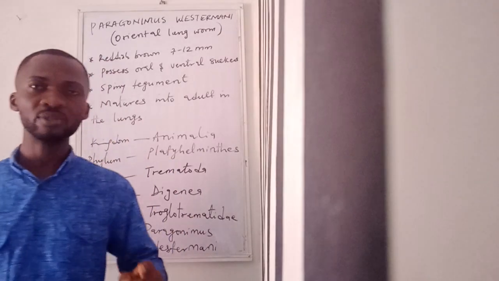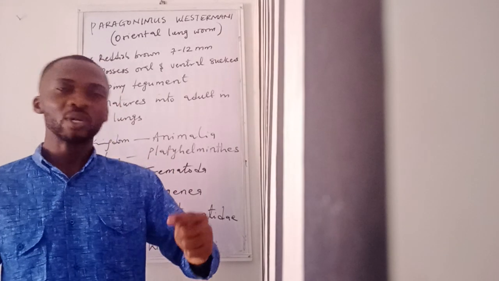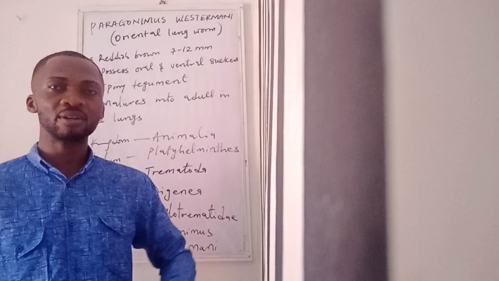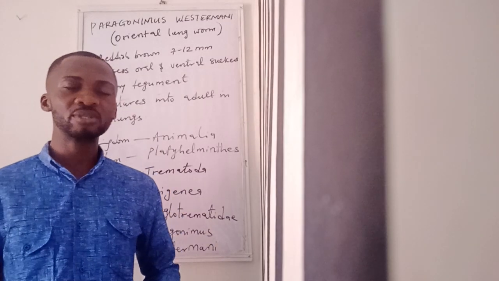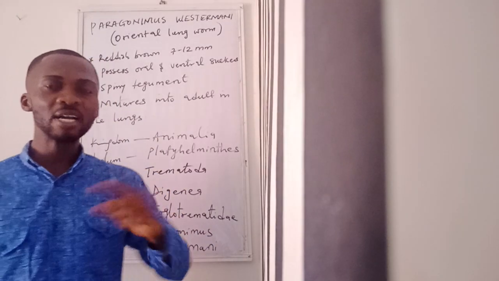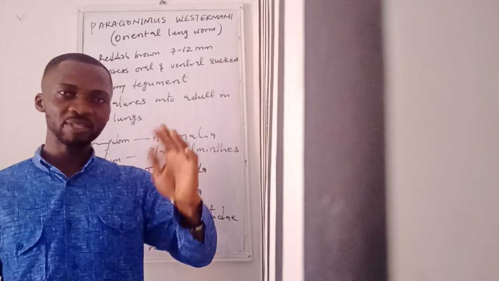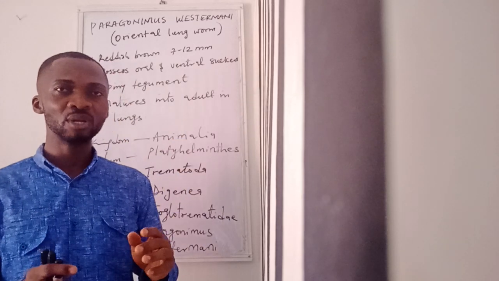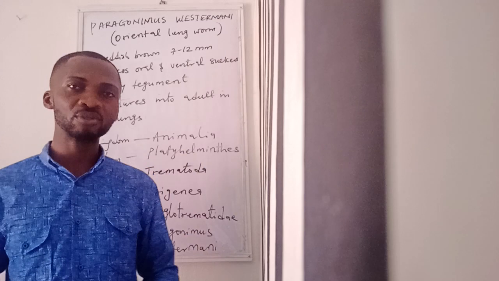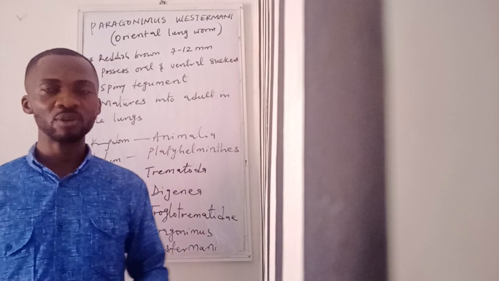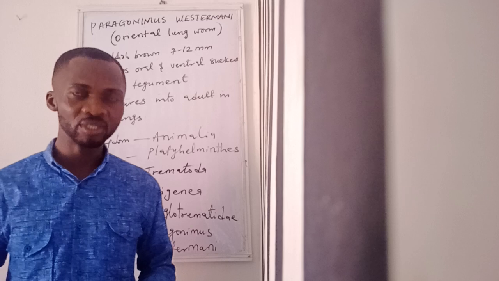The number one vehicle is the feces of the host, because when the parasite lands within the intestine, it passes out through the feces into the external environment. Another way is through the sputum. Some of the eggs will still hang within the sputum, and when the person coughs out the sputum, the eggs of the parasite will be with that sputum.